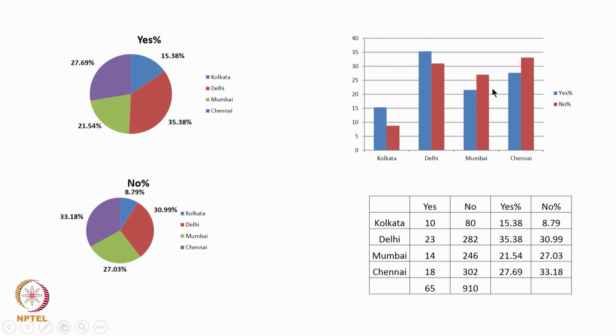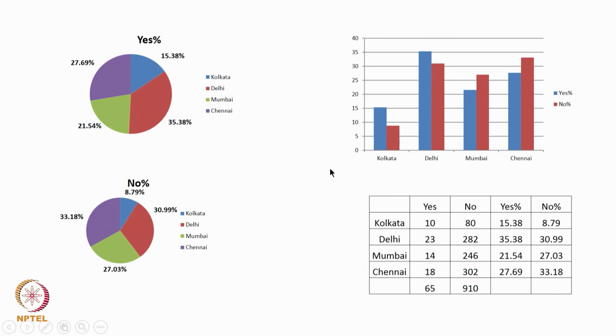Now, this is a bar chart representation. Straight away we would say that if it is Kolkata, then we are talking about 15.38% and 8.79%, and you can see them in the blue bar as well as the red bar respectively. For Delhi, it is 35.38 and 30.99, and so on. Now, all the blues will add to 100% and all the reds will add to 100%.